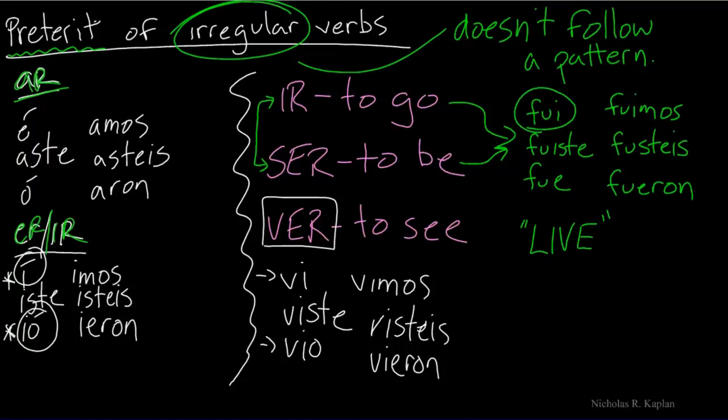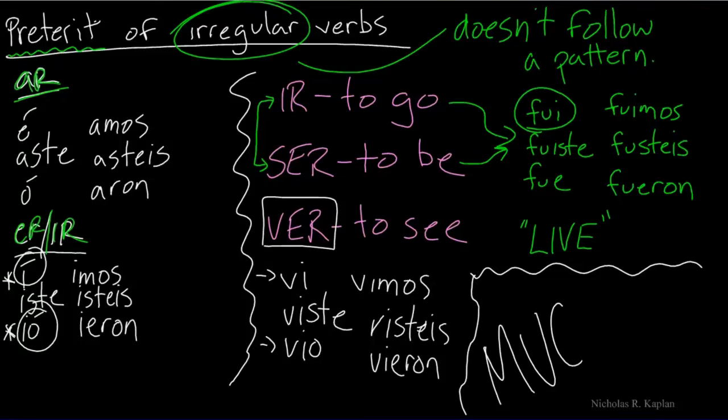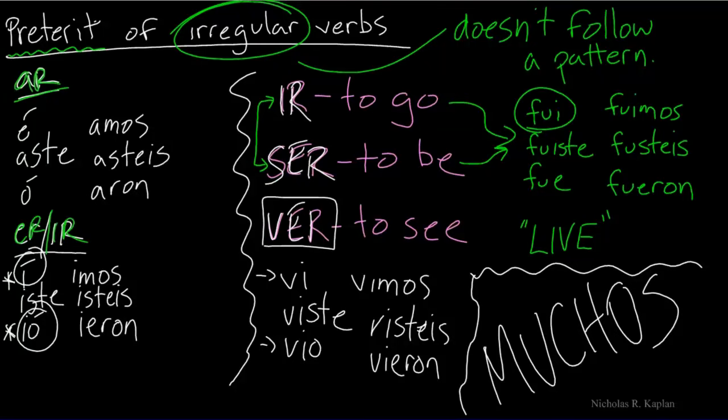Now, I bet you're wondering, are there other irregular verbs in the preterite? And the answer is yes. There are a whole bunch of them. And we're going to learn those a little bit later. But for now, let's just stick with these three. Ir, ser, and ver. Suerte!